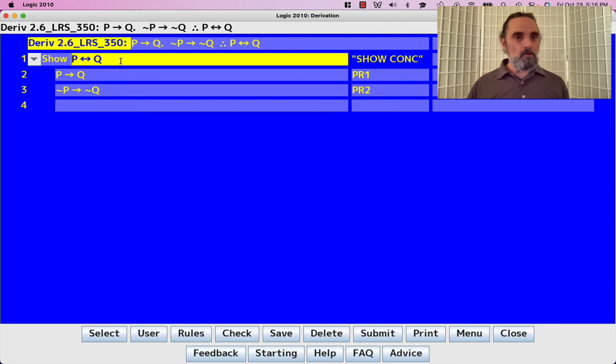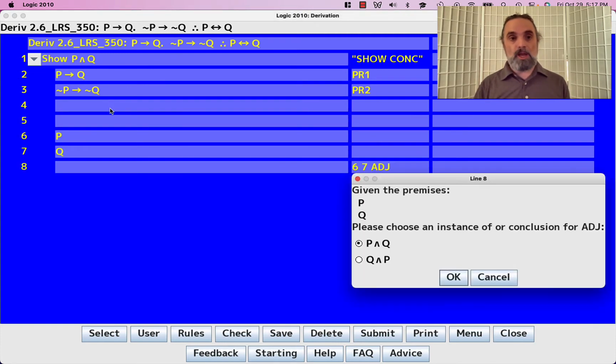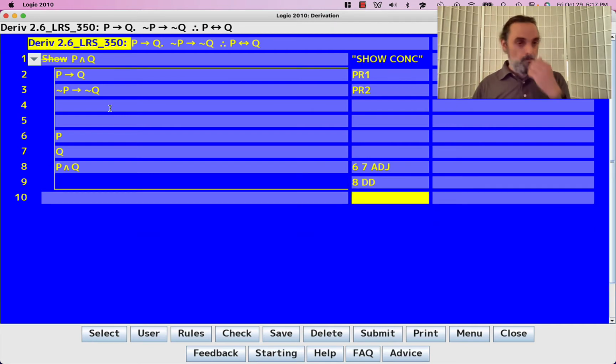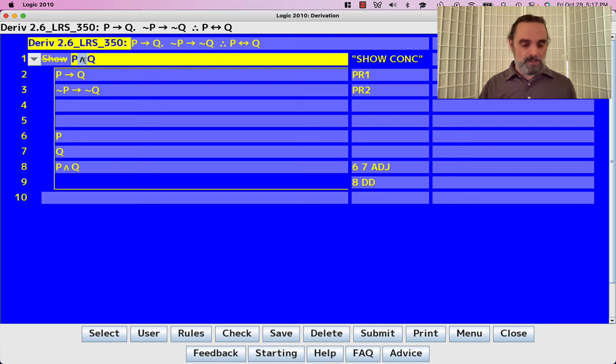What we are aiming for is to get P if and only if Q. How are we going to do that? Well, we're aiming to do a direct derivation in this case. What we want to do is build up P if and only if Q. Just like if we had a conjunction, if it was P and Q, what would we try to do? We would try to get P, we would try to get Q, and we would put them together with ADJ, and then we would say, direct derivation. Of course, this isn't going to work because this is not the conclusion of the argument, but that's the strategy we would take. So we're basically going to do something very similar with the biconditional.